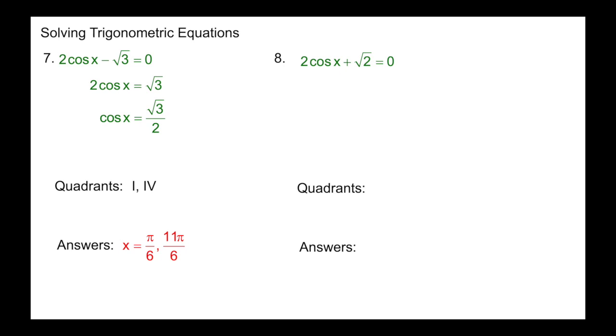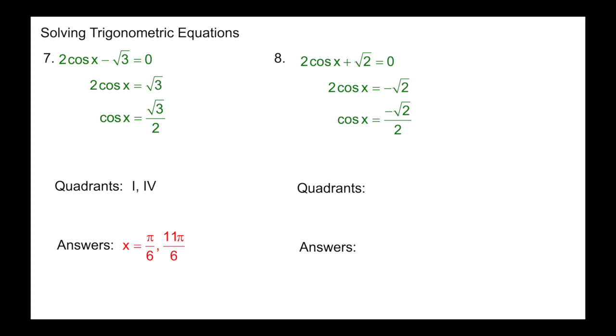Now pause the video and try number 8. You'll have to simplify it just like we did in number 7, find the quadrants and find the answers. So here we start by subtracting root 2, then dividing by 2, and we're looking at a cosine value that's equal to negative root 2 over 2.